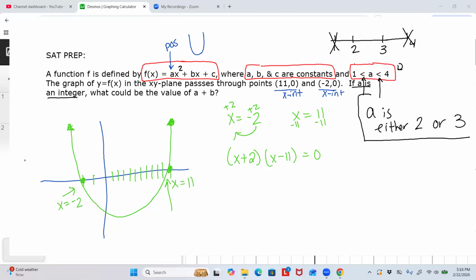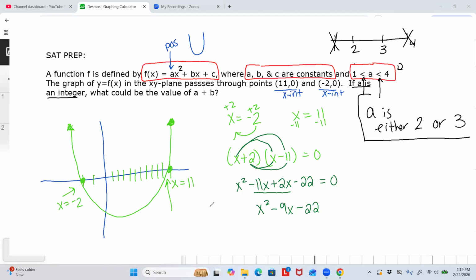And if we multiplied this out, that would be x squared minus 11x plus 2x minus 22. Then you combine like terms: x squared minus 9x minus 22. We don't really need the equals 0 at this point. That's kind of our function, but kind of not, because look at this a value. That's a 1, and we already ruled out that a is 1. We have written off to the side that a is either 2 or 3.